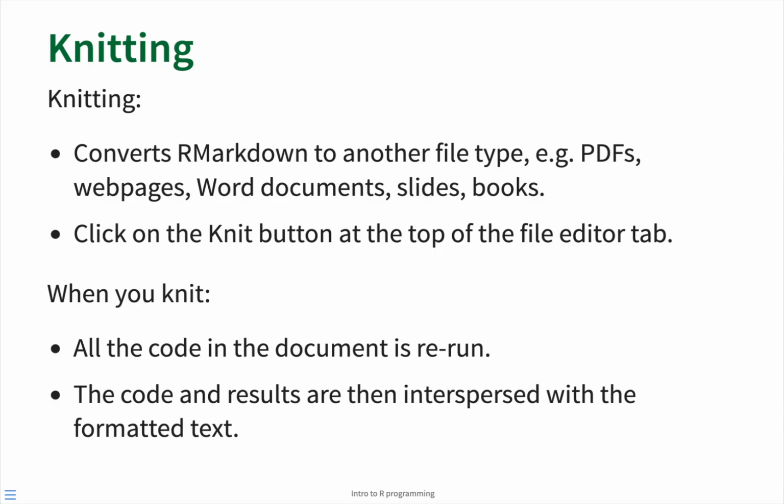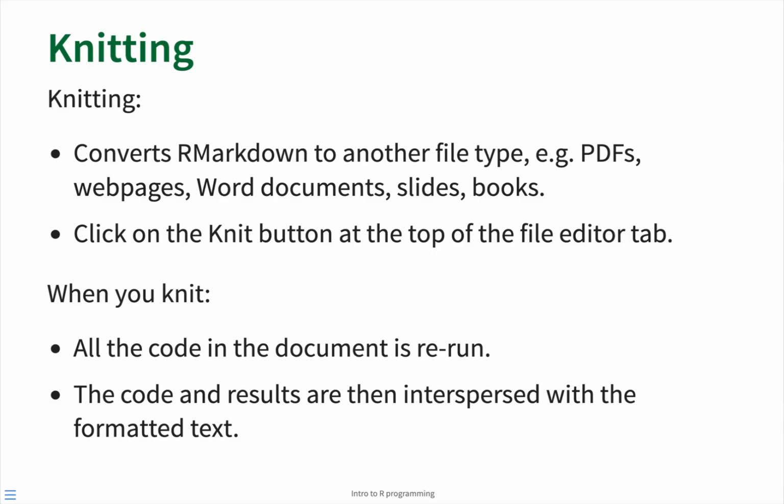To knit an R Markdown file to another type of file, you would click the Knit button at the top of the File Editor tab in RStudio. So right above the pane in the top left where you're editing your file, there'll be a button that looks like a little ball of wool with a knitting needle through it, and that will knit the R Markdown file to another type of file, such as a PDF.